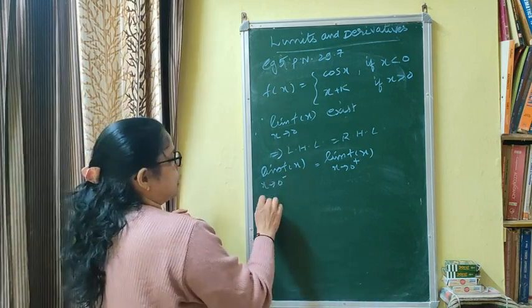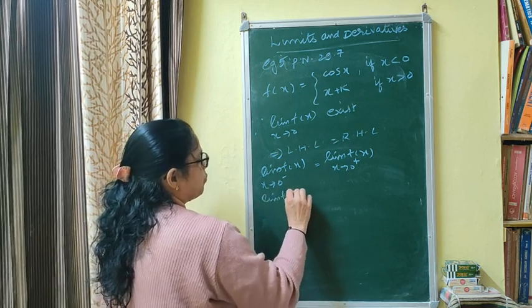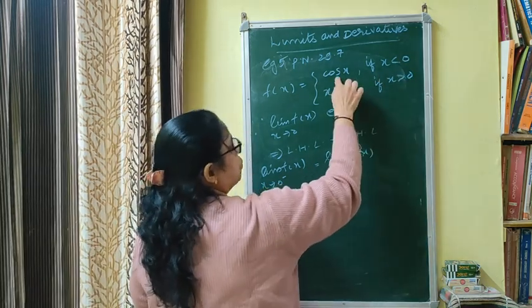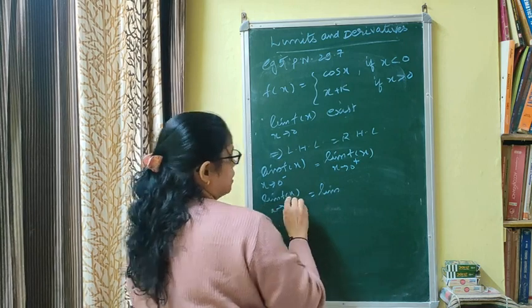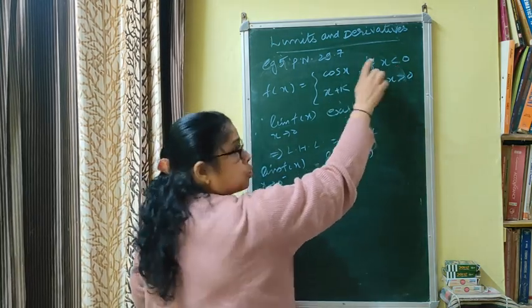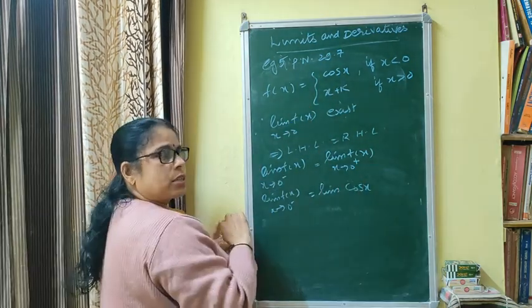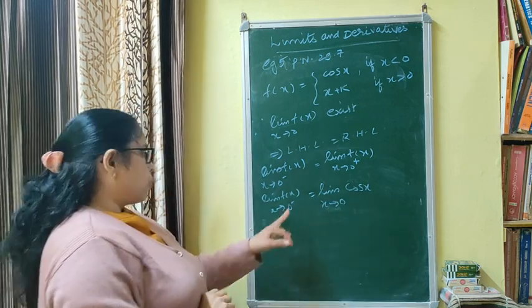Now what is limit f(x) as x tends to 0 minus? 0 minus means less than 0. You have to take this function. That is limit, we are replacing the function by cos x because you are given that for x less than 0 the function is cos x. Now you have to write only 0. You have to keep this in mind.